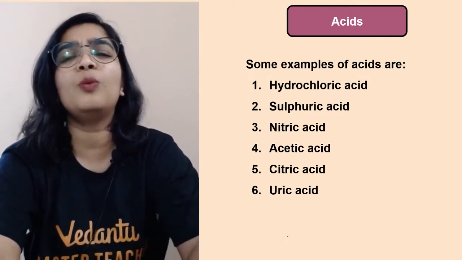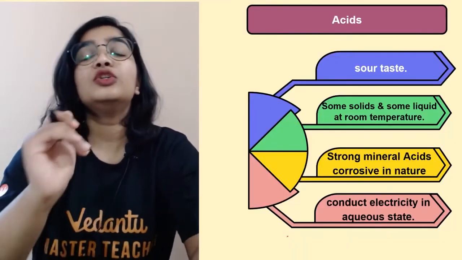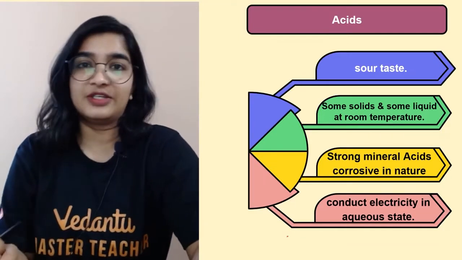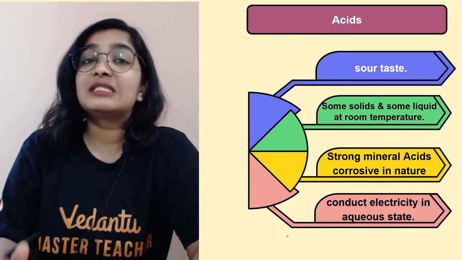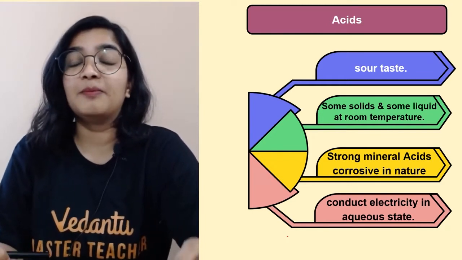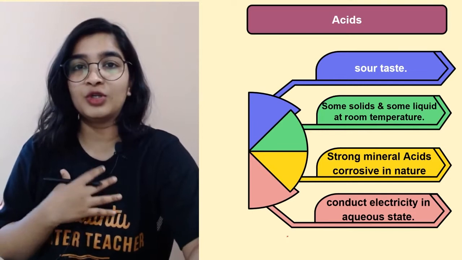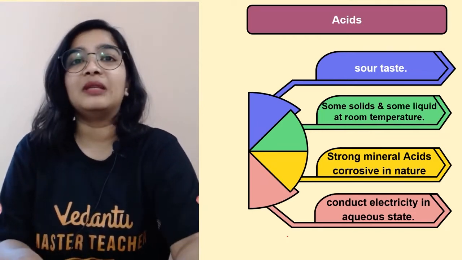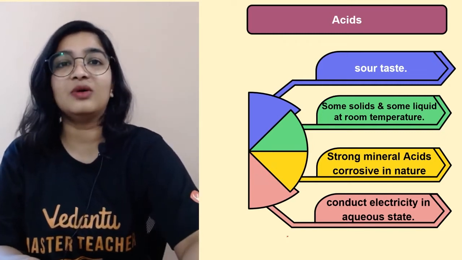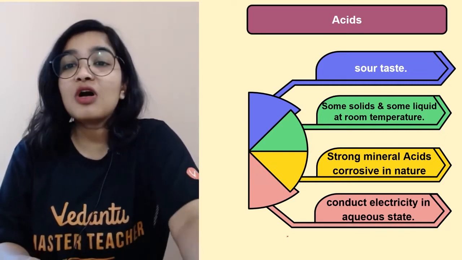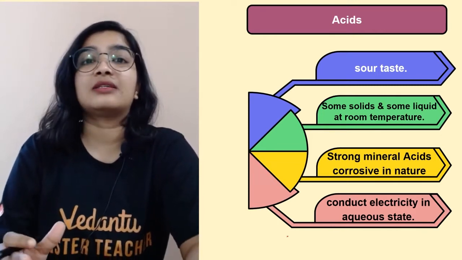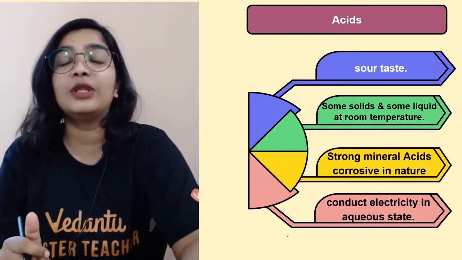There are so many, right? So what are the properties of these acids? They are sour. Some are solids and some liquid, but most of them, if you want to see their acidic behavior or nature, have to be in their liquid or aqueous state. Strong mineral acids are corrosive in nature, like sulfuric acid, nitric acid, hydrochloric acid.